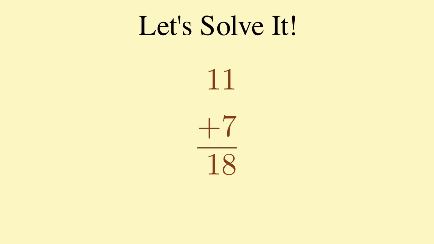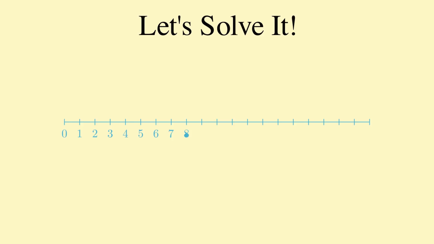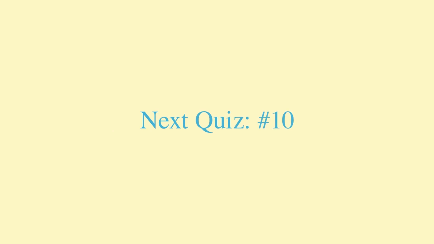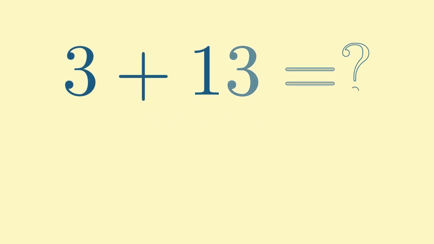We can also use a number line. Start at 11 and move 7 steps forward. 1, 2, 3, 4, 5, 6, 7. We land on 18. Great job! Now, let's move to the next question. What is 3 plus 13?